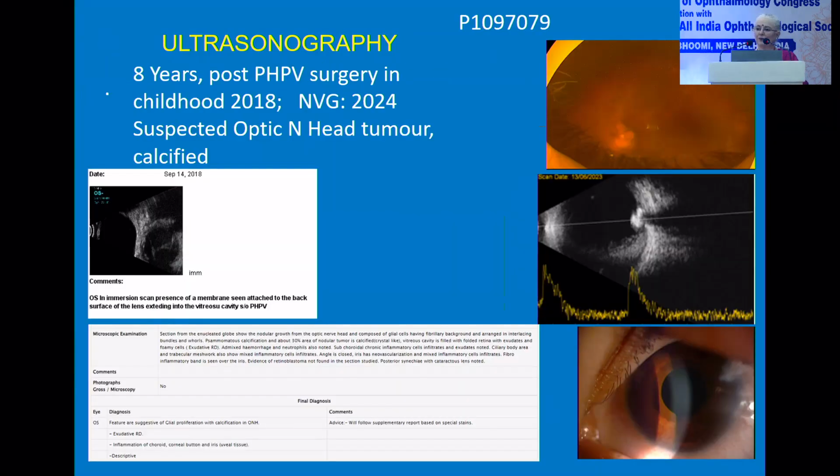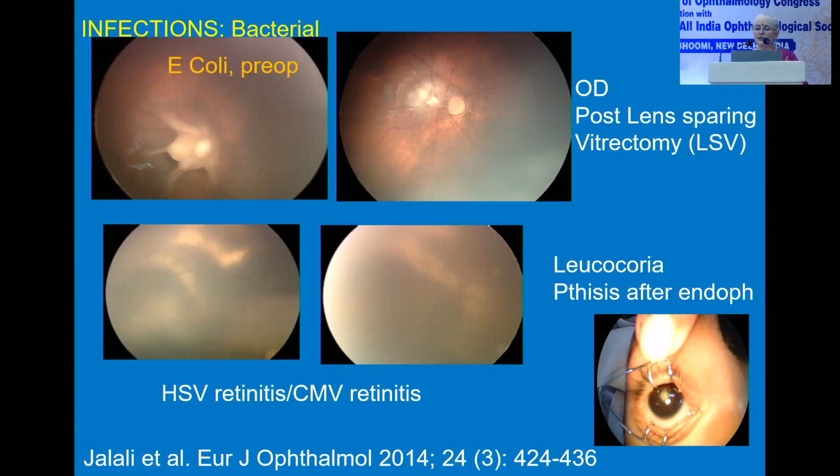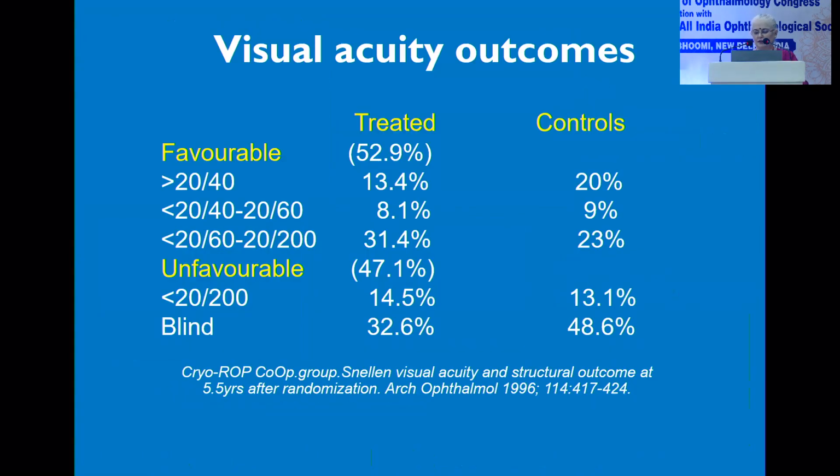Now this child I have operated for PHPV in childhood, and then comes back with neovascular glaucoma from the Gulf country. It was thought to be a calcification of the optic nerve, and is it an optic nerve tumor? They enucleated the eye, there was no tumor; this was a PHPV which went into neovascular glaucoma. Of course, there are other differentials like infections: CMV retinitis, HSV retinitis, E. coli infection. There are so many infections which these babies can get, and they can mimic ROP because they'll get some hemorrhage or some retinal fold. So with proper history, treatment can be done.